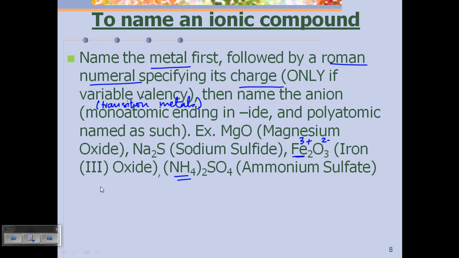An important point to note here is in an ionic compound, no prefixes are used. You never use mono, di, tri for an ionic compound. Hence, it is very important to identify what type of compound you are naming.